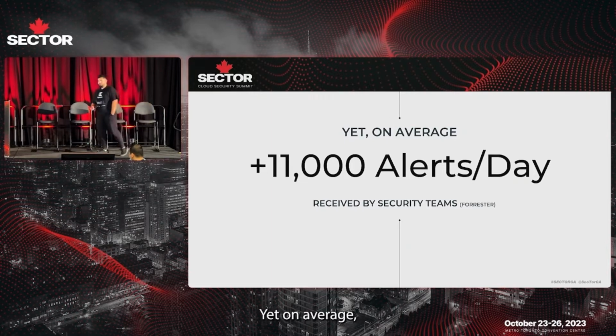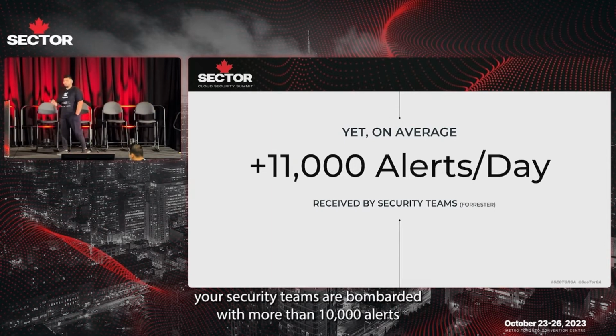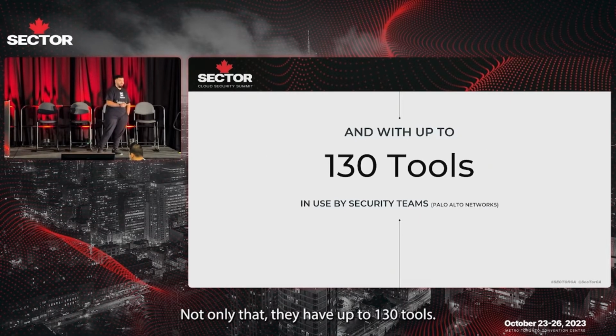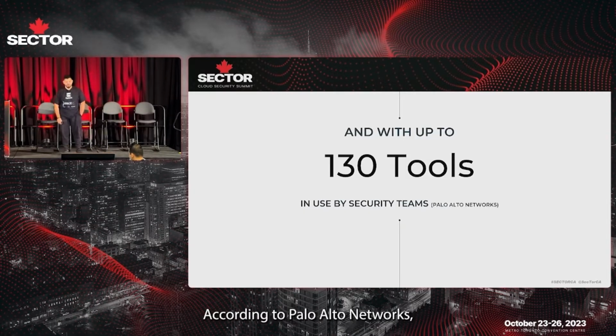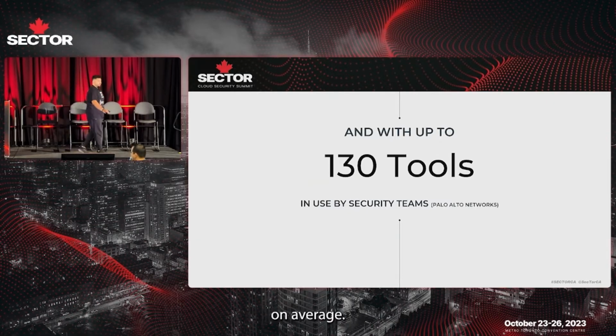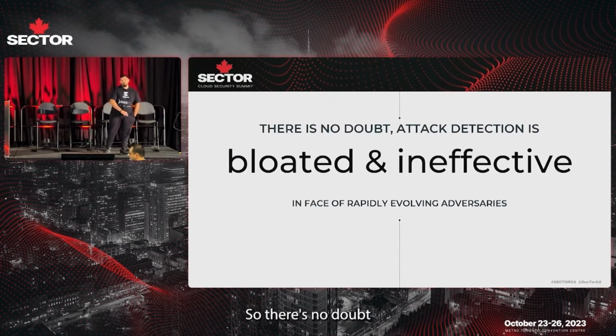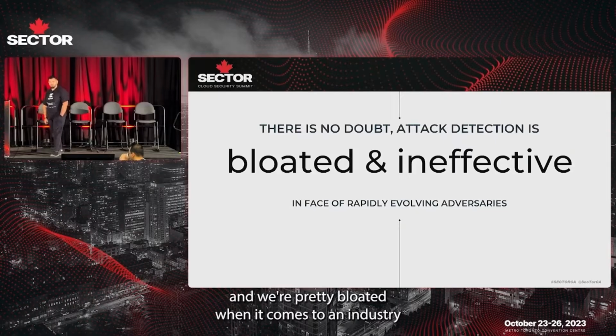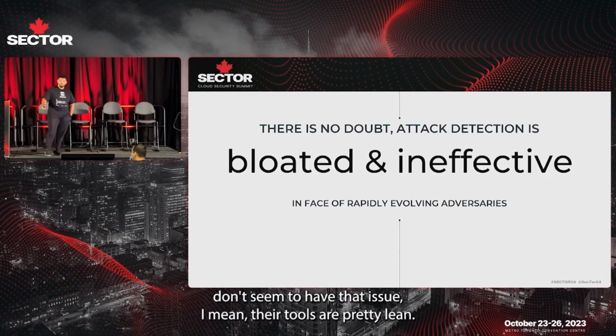Yet on average, your security teams are bombarded with more than 10,000 alerts every single day. Not only that, they have up to 130 tools, according to Palo Alto Networks, on average. So there's no doubt that we have some interesting effectiveness issues here, and we're pretty bloated when it comes to an industry. While our adversaries don't seem to have that issue.